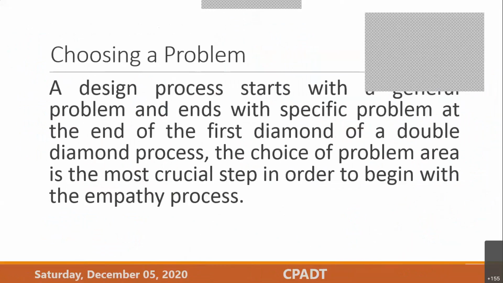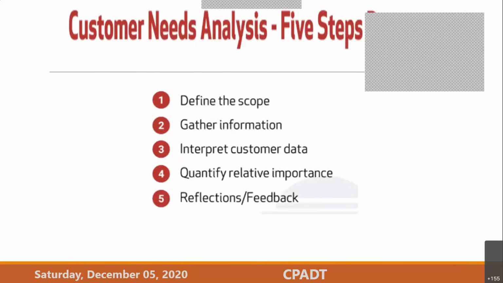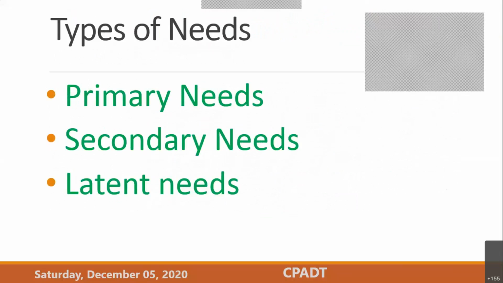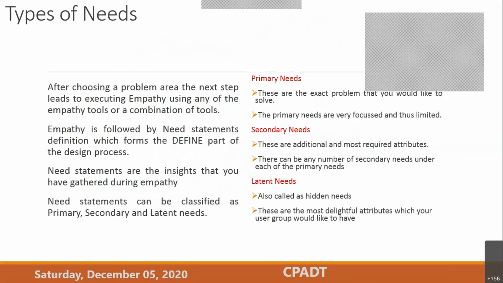Okay. Now, once you have empathized and discovered the problem and written down all the problems that the users have explained to you, how do you write these needs? Needs are basically an actionable statement, which has to be defined and written throughout your thinking process. Here you differentiate your needs into 3 types: your primary needs, your secondary needs, and your latent needs. After choosing the problem, the next step is executing the empathy. And from the empathy, you try to define your needs, which are your insights.